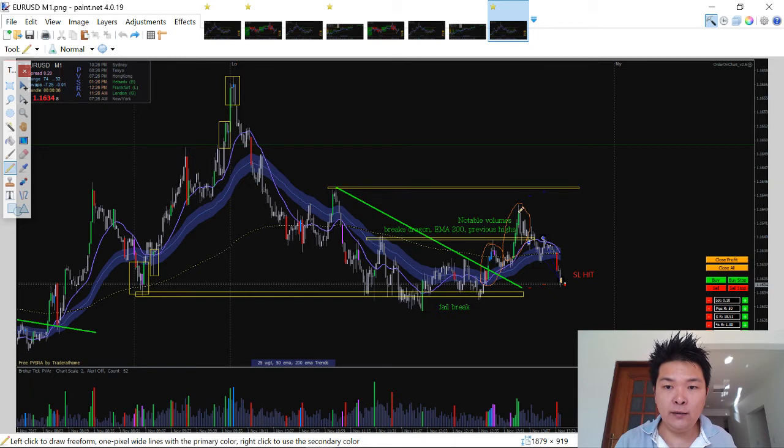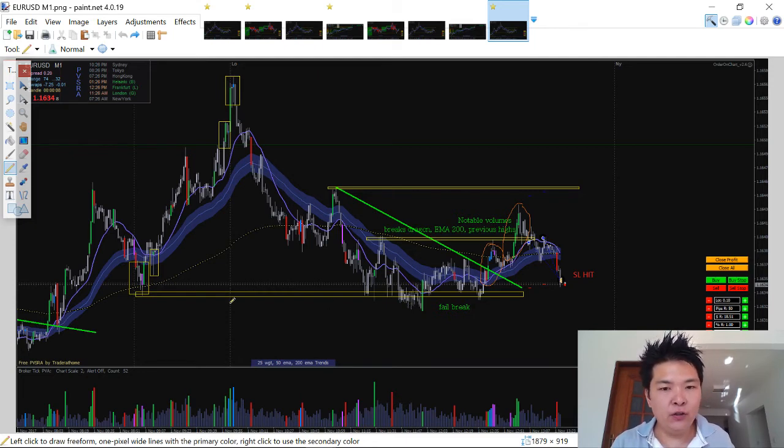So he waited for a retrace back to the 25 WGT here, and he entered here. And then he entered again here. Probably he thought that this was just a small correction, so he entered again here, expecting that price would go up. But price went down, hitting his stop loss here, okay? So what's wrong, right?